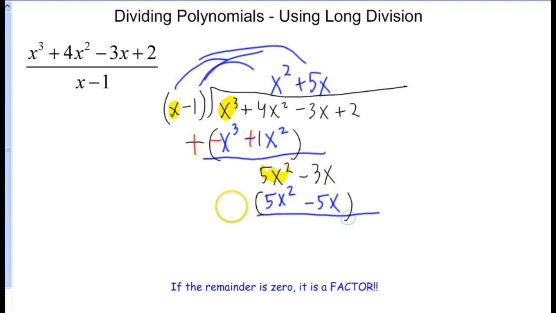I'm going to subtract both of those terms. It's probably a good idea to go ahead and distribute the negative. And so when you do that, you get that goes away. You get positive 2x. We're going to bring down the next term.